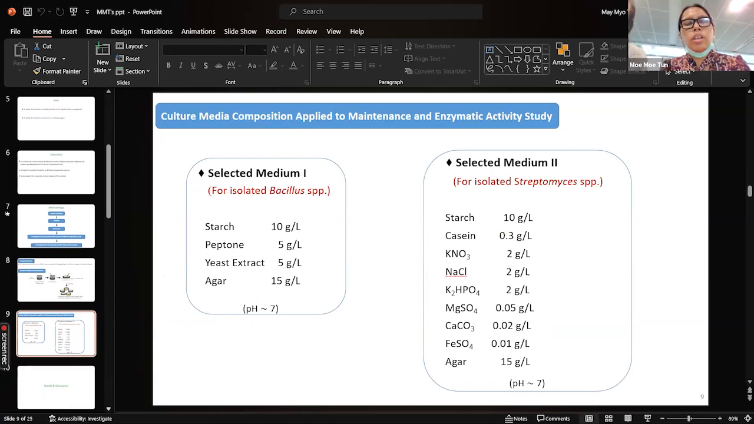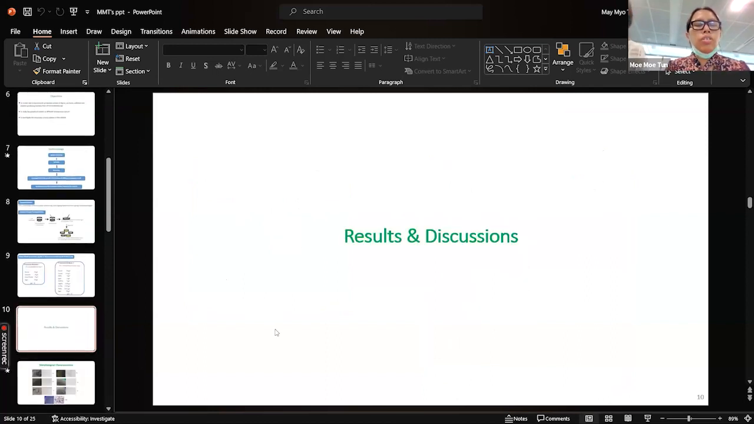We use culture media to incubate bacteria. They are selected media 1 and selected media 2. This culture media is for isolating Bacillus species, and this culture media is for Streptomyces species only. I'll continue with the results and discussion sections of my presentation.